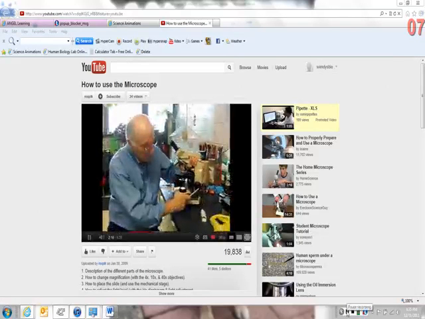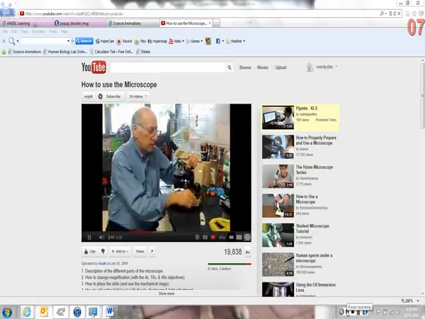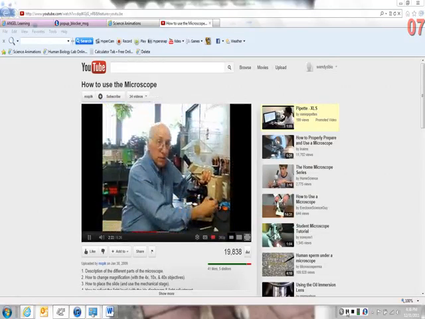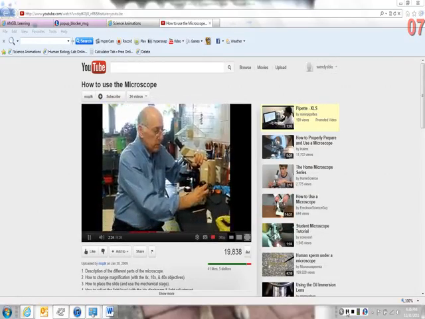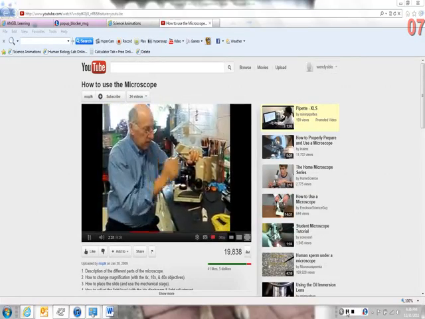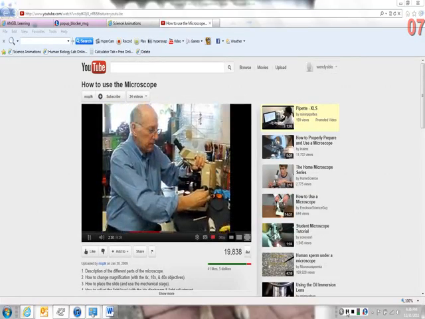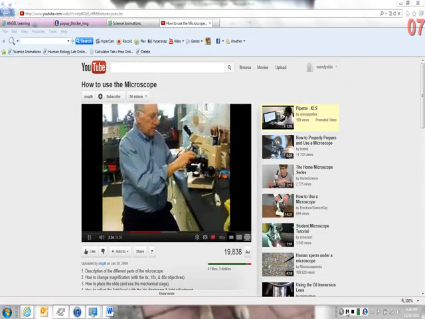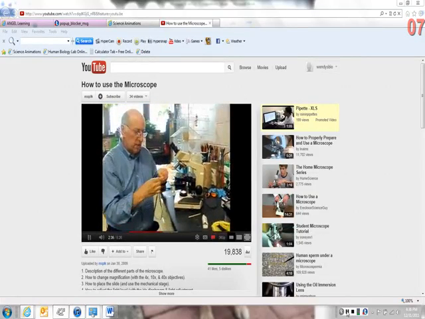Focus. So you use these focusing knobs. For the 4-power objective, use the large knob, which is called the coarse focus knob. And then when you use the other lenses, use the fine focus knob.